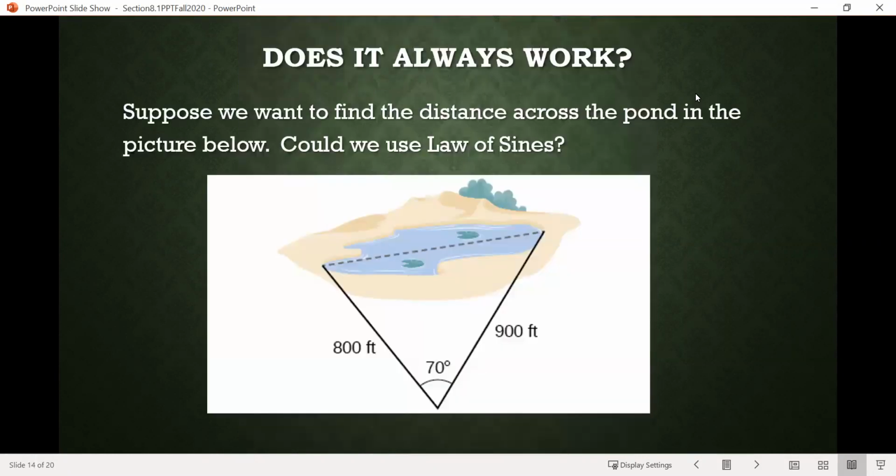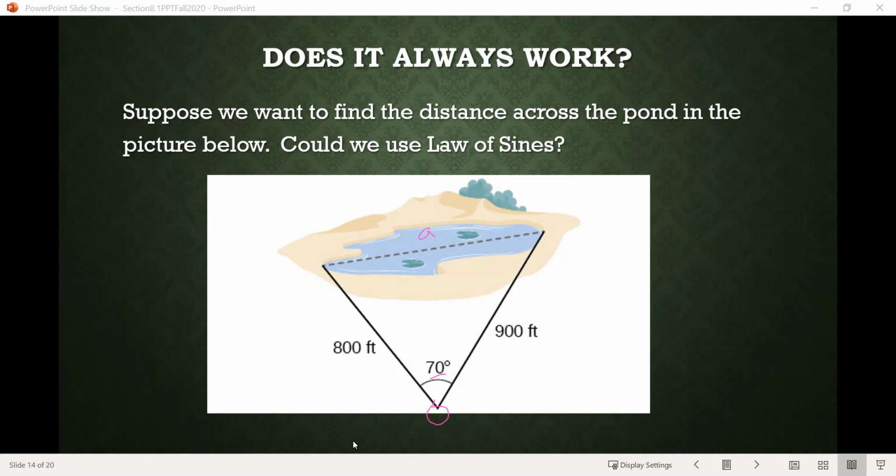So first thing I want us to look at is whether or not we can always use the law of sines, because we did say it works for non-right triangles, but does it help us find information in any non-right triangle? Let's take a look at this. Here it looks like someone has measured a point out from a pond that's about 800 feet from one end of the pond, 900 feet from another, and then we see that there's a 70-degree angle in between those two sides. And let's say we were interested in finding the length of this opposite side here, which I'm going to call A.